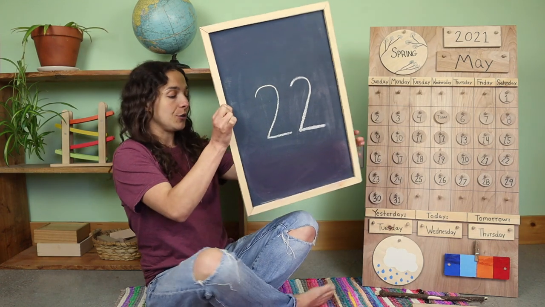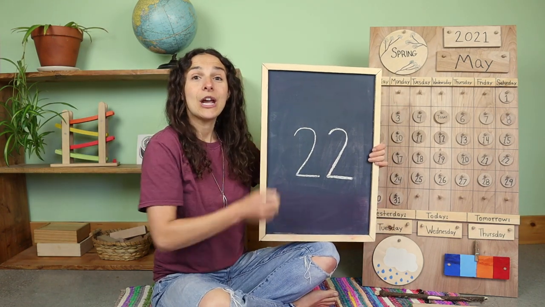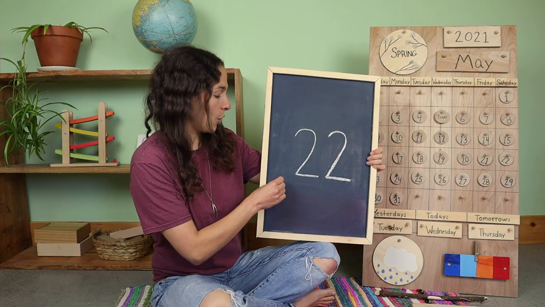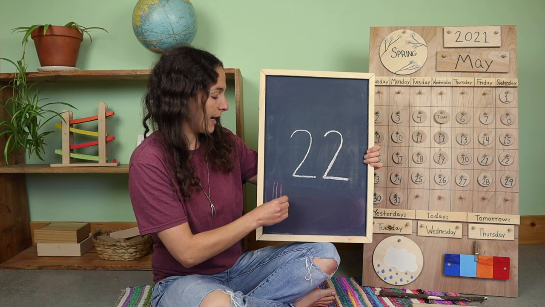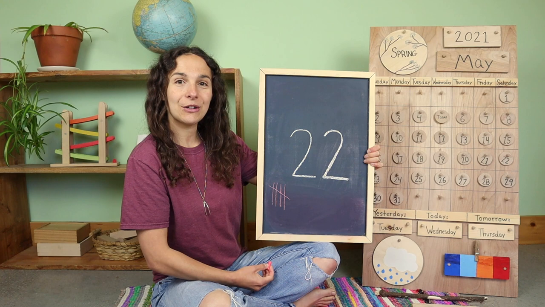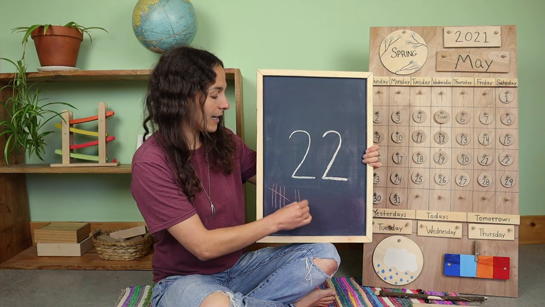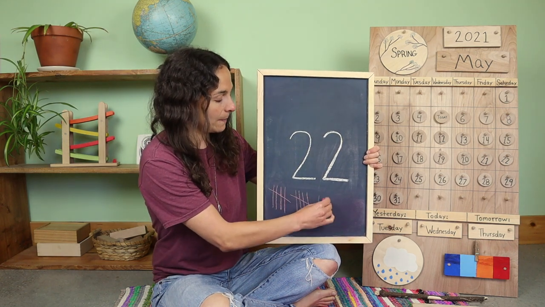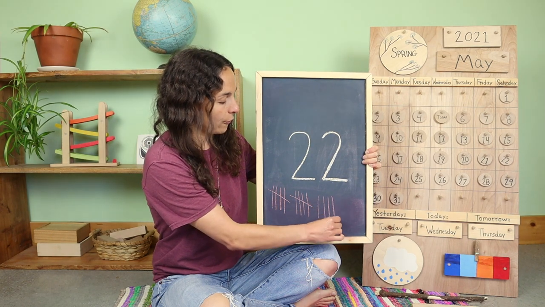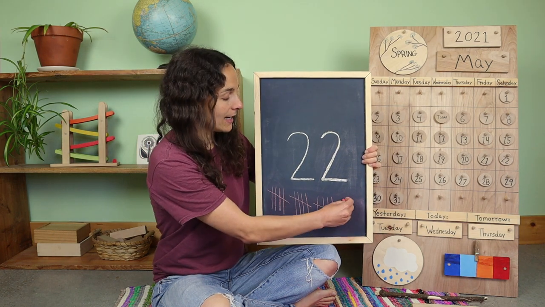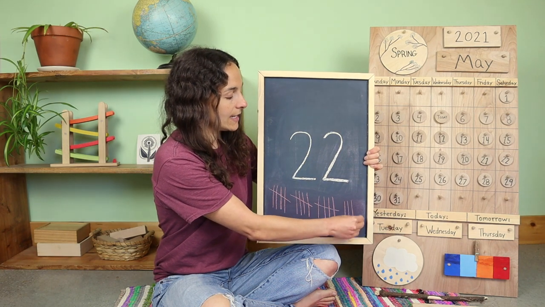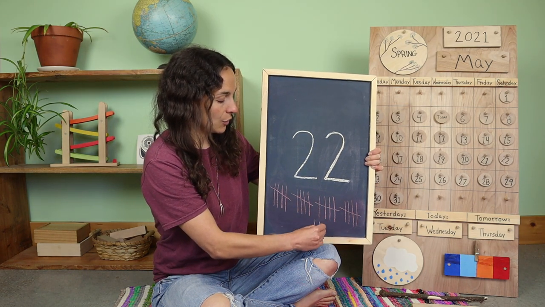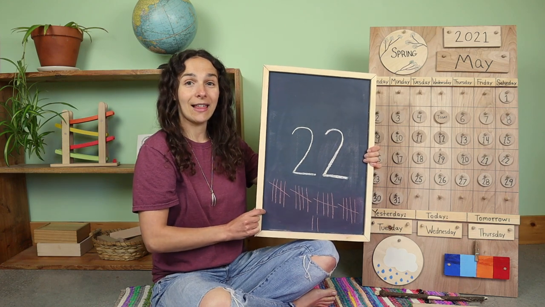Let me grab my piece of chalk. And if you want to draw 22 tally marks with me, you can get something to write with. If not, you can just count along with me. Are you ready? 1, 2, 3, 4, 5 goes across, 6, 7, 8, 9, 10 goes across, 11, 12, 13, 14, 15 goes across, 16, 17, 18, 19, 20 goes across, 21, 22. 22 tally marks.